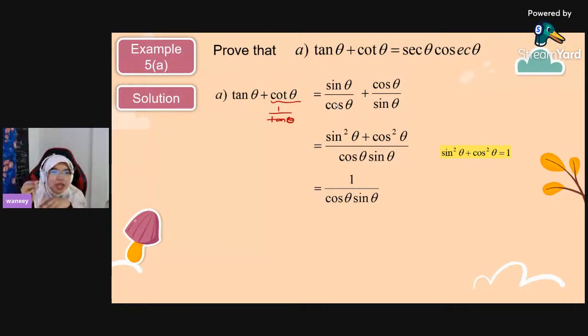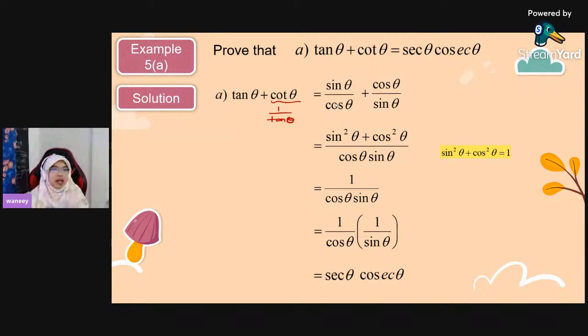And then since we have a number at the top and a multiplication in our denominator, I can actually separate them into 2. So we can write them down as 1 over cos theta multiplied with 1 over sine theta, because 1 over cos theta is actually equal to secant theta and 1 over sine theta is actually equal to cosecant theta. So proven, done. Okay, so that is the first one.